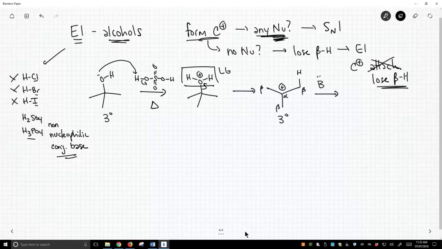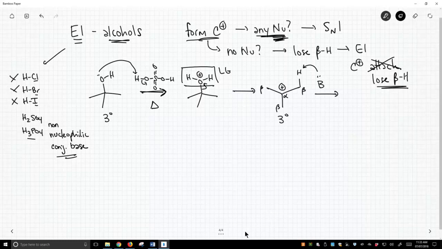To remove a proton, I need a base. But clearly we don't have any strong bases in here. It's not like we're going to talk about hydroxide. So I'm just going to say some base, unnamed base, some good Samaritan base is going to come along and do a favor and pluck off this hydrogen.